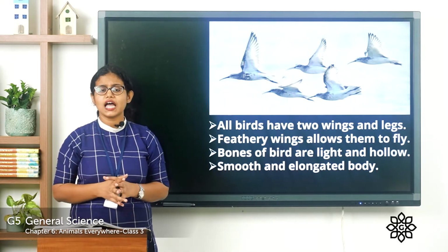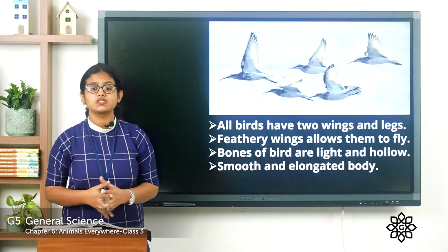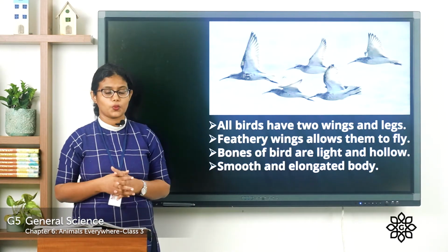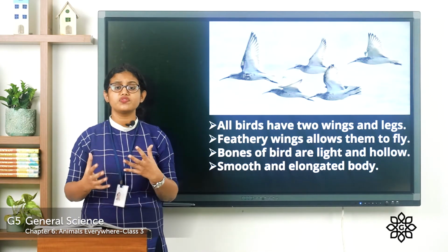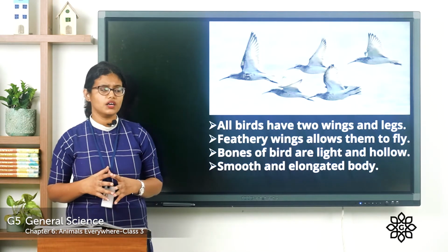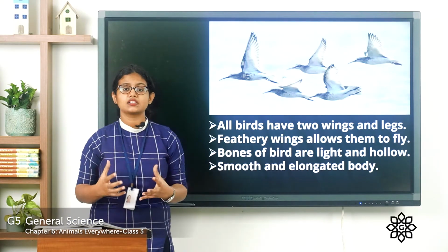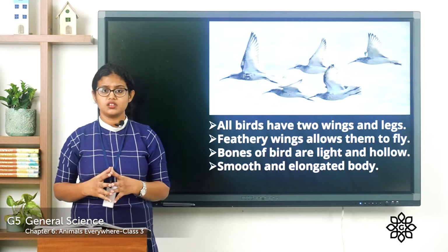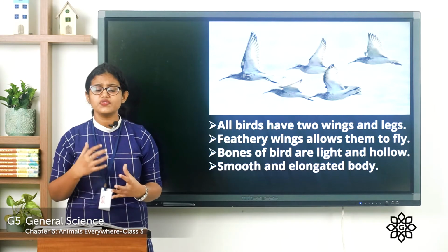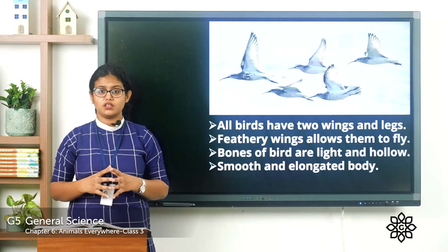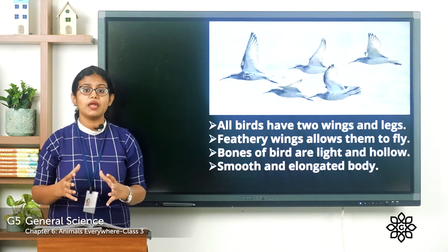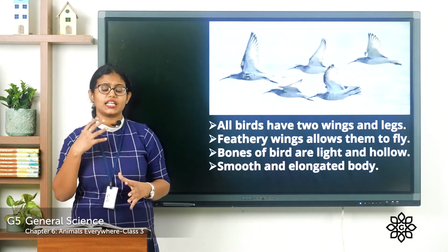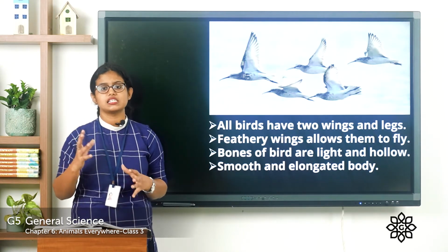Even the birds have some features that help them to fly. Birds have some special features that help them to fly. The bones of a bird are light and hollow. That means the bones of a bird are different from those of a human being, because the bones of a bird have air pockets that make their body lighter so that they can easily float in the sky.